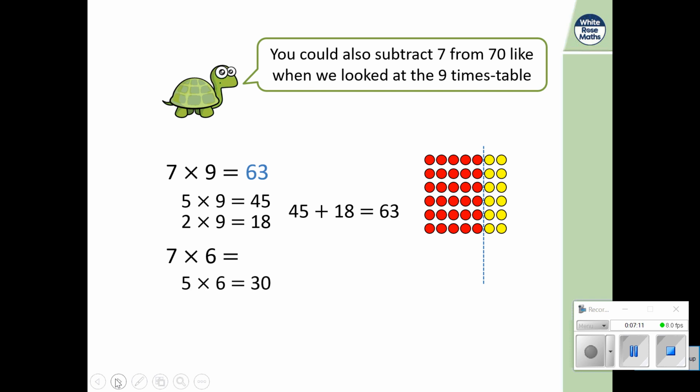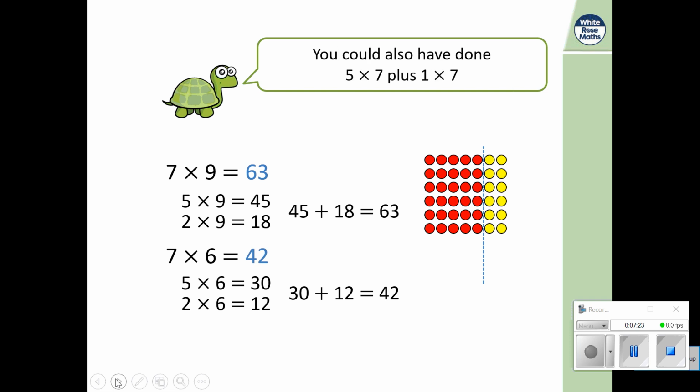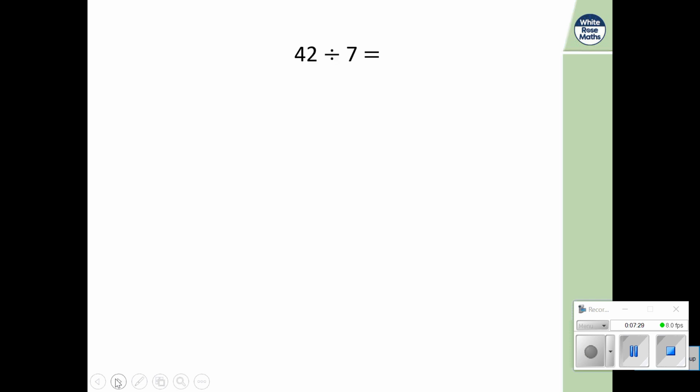Okay, so let's look at 7 times 6. So we've got 5 times 6 is 30. We've got 2 times 6 is 12. We'll put those together and we get 42. You can see that in the array picture there. And you could also have done 5 times 7 and add 1 times 7. Lots of ways to do it.